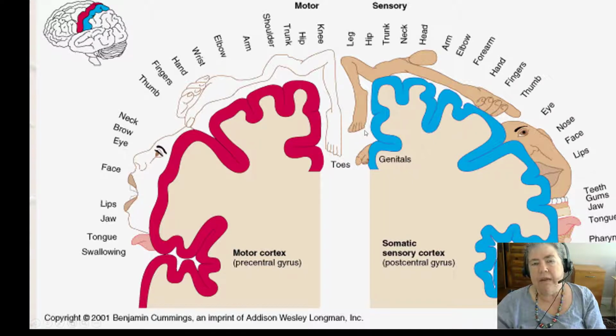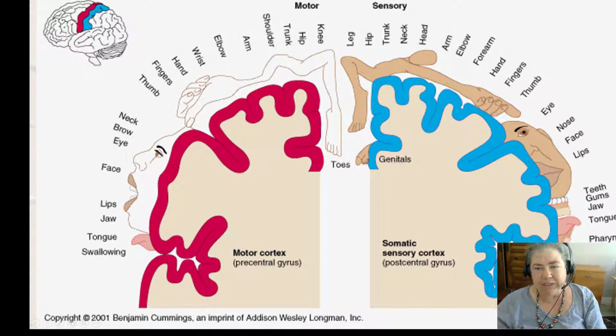And then there is a lot of sensory cortex devoted to the hands and fingers and to the eyes and nose and face and lips and teeth and gums and jaw and tongue and throat, and just a little bit to the internal organs in the belly that are receiving sensory messages. So if you get appendicitis, this is where those messages are coming to. If you eat too much and your stomach feels really full, this is where those messages are coming to.